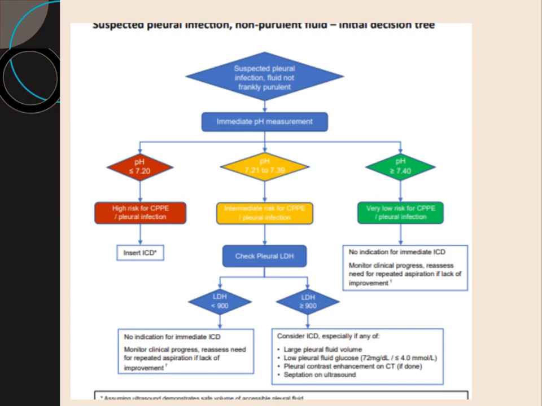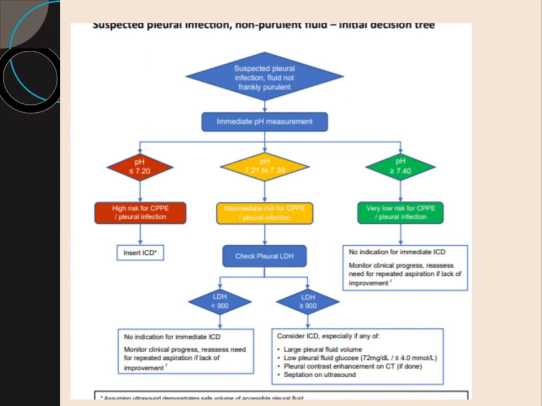So then it divides: whether the pH level is less than 7.2, or 7.21 to 7.39, which is intermediate risk of CPPE, that is complex parapneumonic effusion. So that gives us an idea. If it is less than 7.2, then definitely it is empyema, and then you need to insert an intercostal drain.